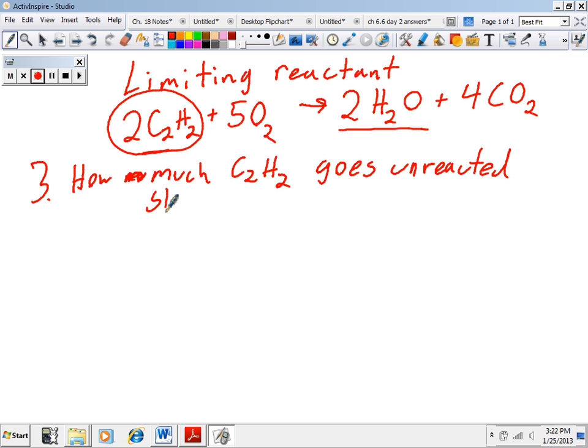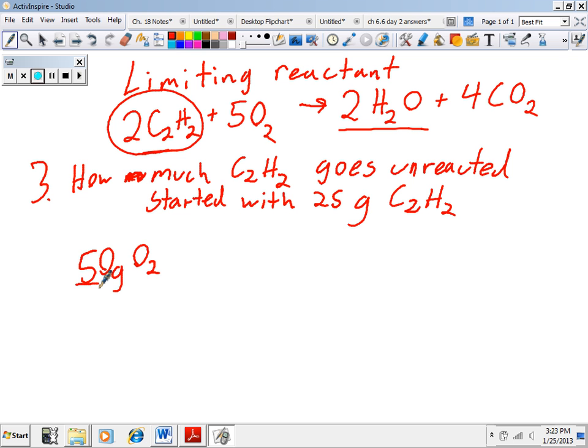Okay, remember we started with 25 grams of C2H2. Okay, a certain amount of that is going to react with that 50 grams of O2, but not all of it. Once the O2 is gone, the reaction stops and you're going to have some leftover C2H2. So we need to figure out how much is left over. To do that, again, it's a straight up stoichiometry problem. And we remember that we always start with the limiting reactant. So again, 50 grams of O2. So how much C2H2 would react with the 50 grams of O2?